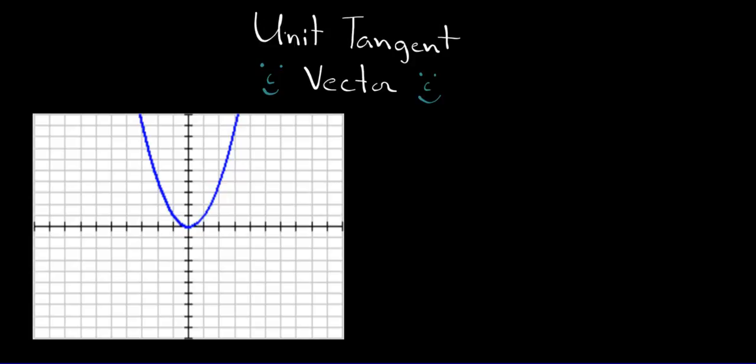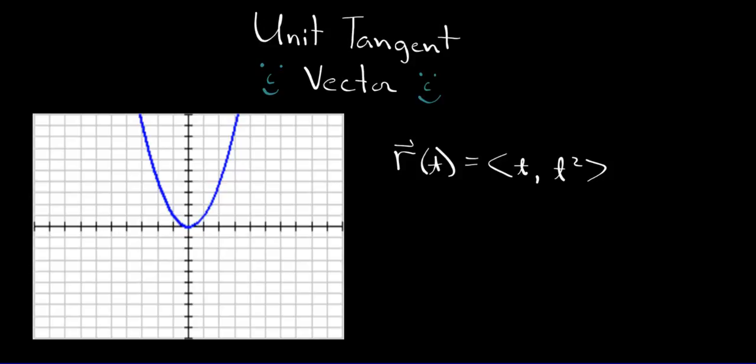One, a couple of unit vectors. The first one is the unit tangent vector. So what I've got here is a nice vector valued function sketched, this curve. Its values are t for the x part and t squared for the y part. So it's a pretty simple vector valued function. Now what I want to do is get the derivative of this.